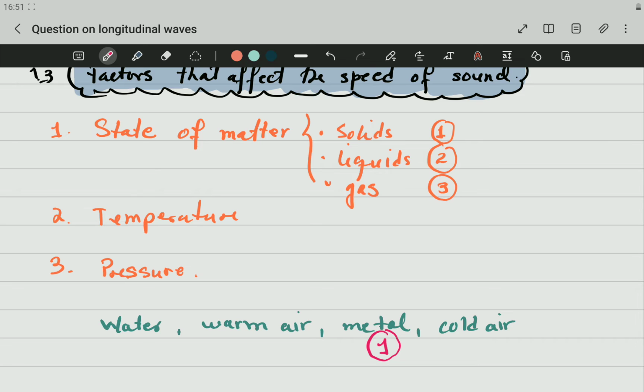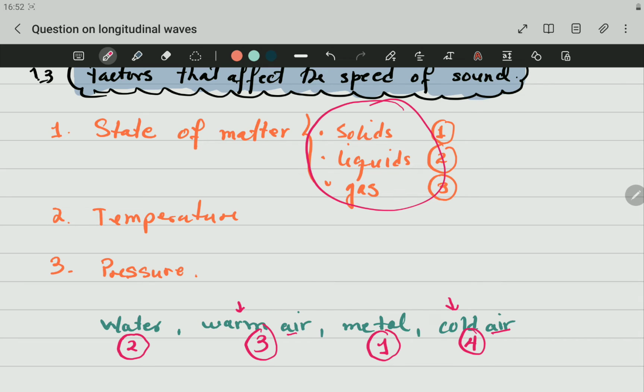Now we have air, warm and cold, and we have water. If we go to the state of matter, we can see that the liquid is the second fastest one. So water will be the second fastest medium in which sound will propagate. Now we have air and air. The factor that is changing here is the temperature of the air. It will move faster in warm than in cold. So this one will be the third fastest medium and this one will be the fourth fastest medium.